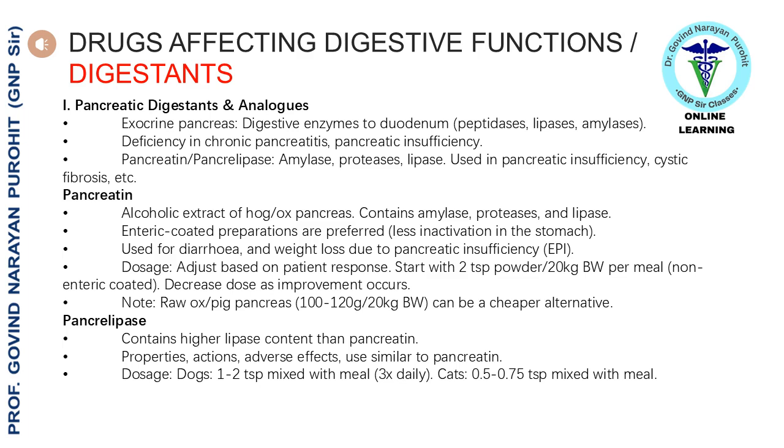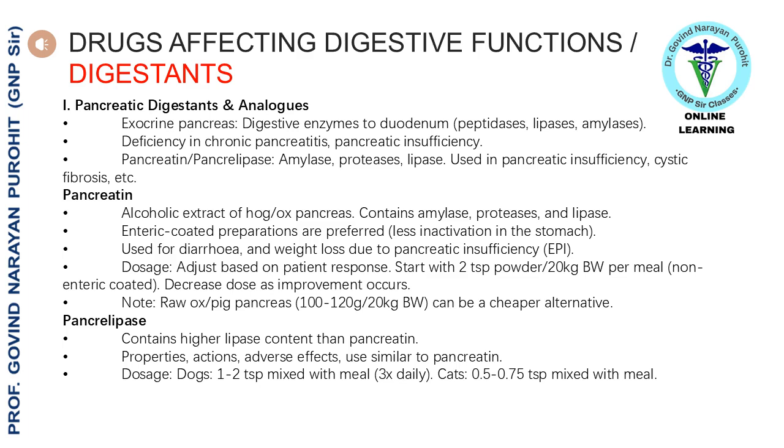Pancreatin is an alcoholic extract of hog or ox pancreas. It contains amylase, proteases, and lipase. Enteric-coated preparations are preferred, with less inactivation in the stomach. Used for diarrhea and weight loss due to pancreatic insufficiency. Dosage: adjust based on patient response. Start with 2 teaspoons of powder per 20 kg BW per meal, non-enteric coated. Decrease the dose as improvement occurs.